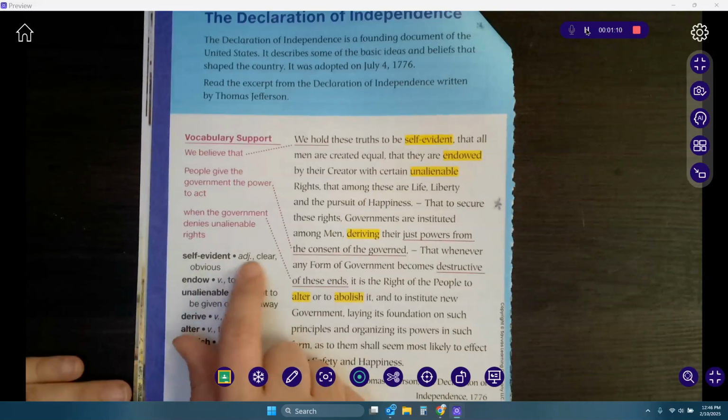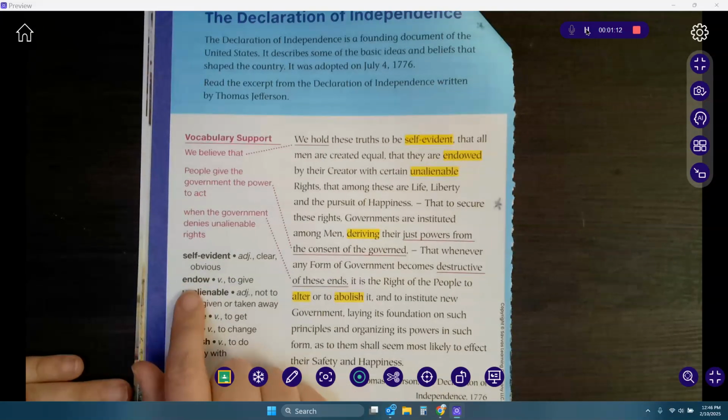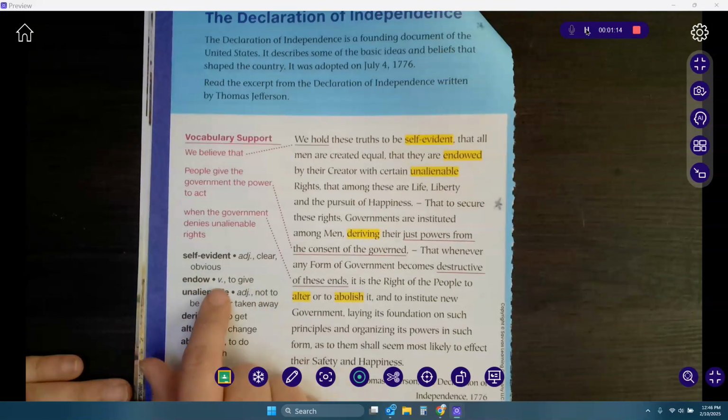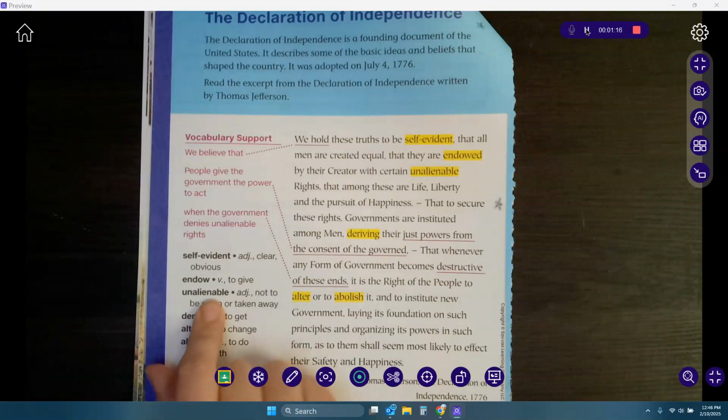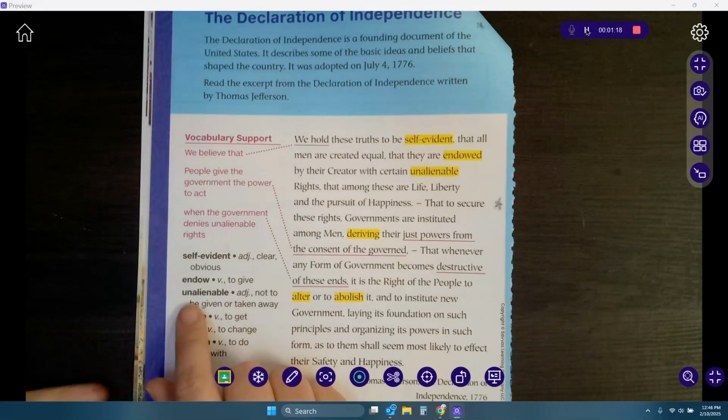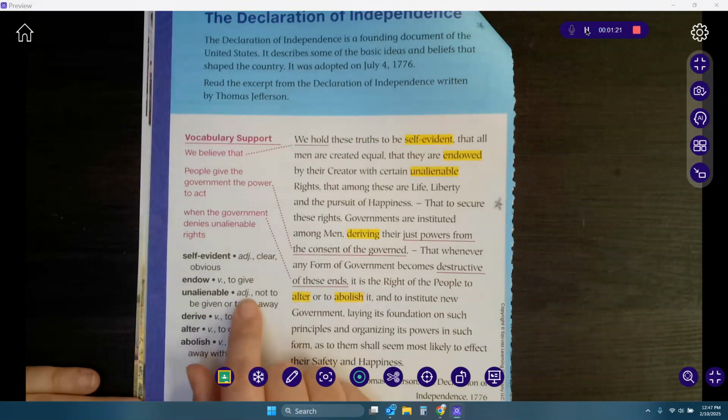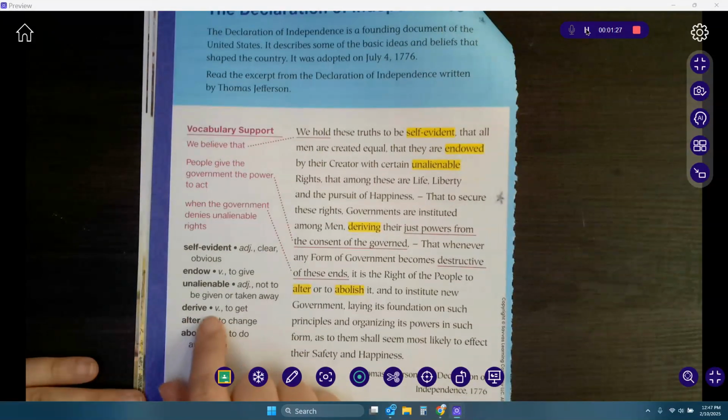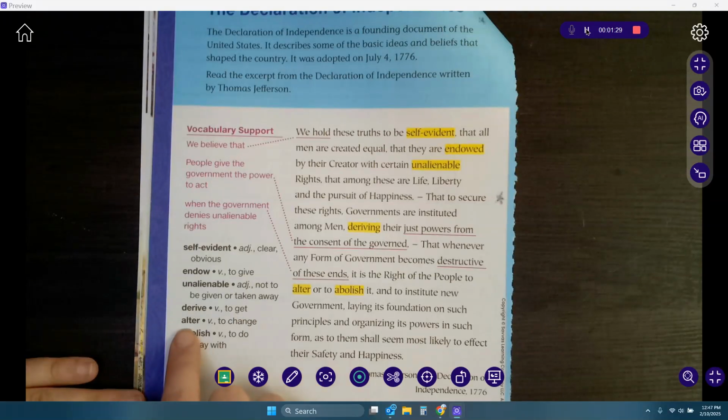Self-evident, it's an adjective. Clear and obvious. Endow, to give, it's a verb. Unalienable, okay, that's a funny word. Unalienable, it's an adjective. To not to be given or taken away. Derive, it's a verb. It means to get. Alter, a verb. To change. Abolish, it's a verb. To do away with.